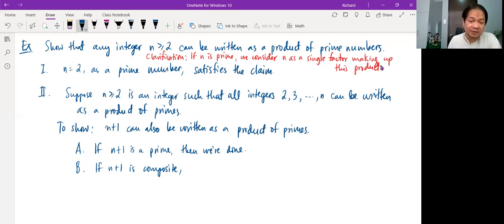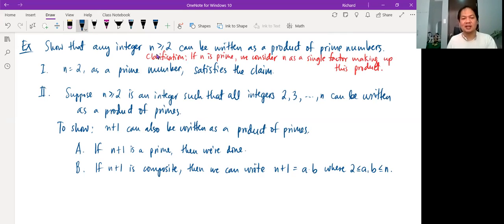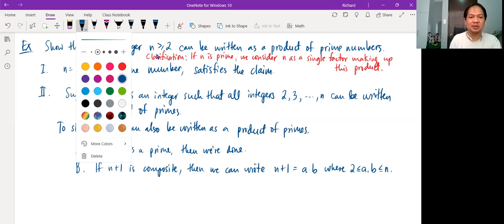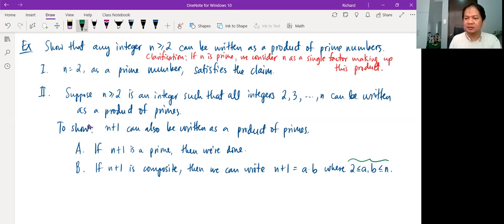But the very definition of a composite number means that we can rewrite this, then we can write n plus one as A times B, where A and B are both larger than or equal to 2 and less than or equal to n. So let me clarify this particular way of writing down these two statements. What I mean here is that 2 is less than or equal to A, less than or equal to n, and also B is greater than or equal to 2 and less than or equal to n. So it's both A and B, which are between 2 and n.